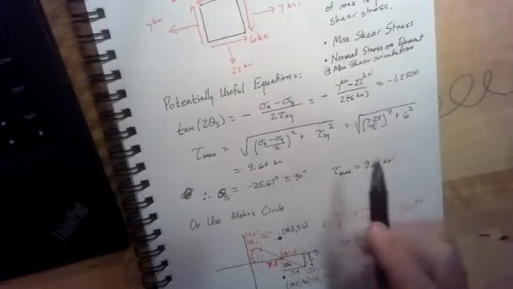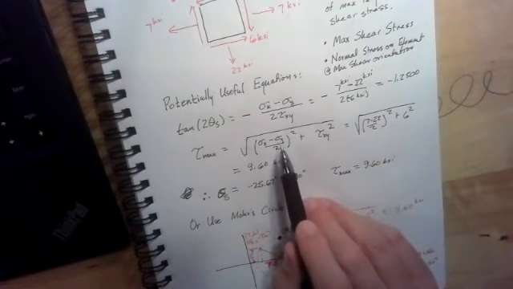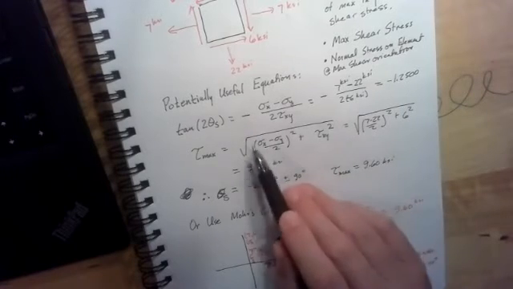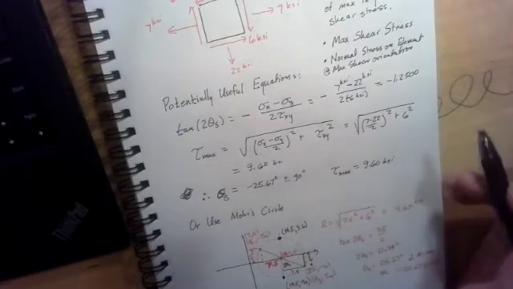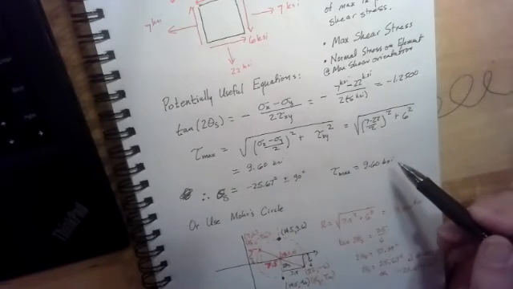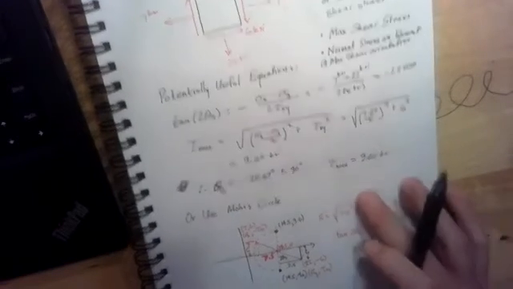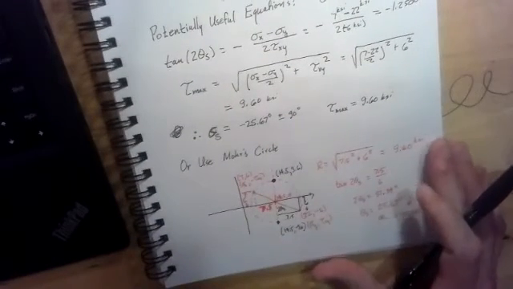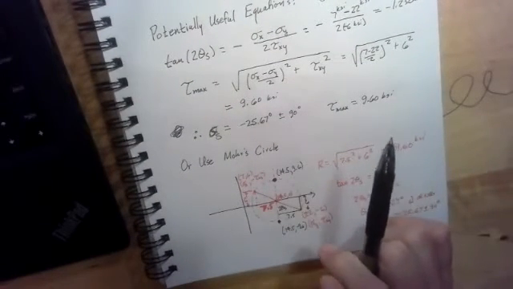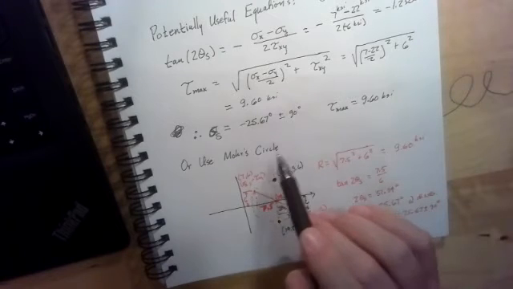Of course, with tau max, we have the square root of sigma x minus sigma y over 2 quantity squared plus tau xy squared, and that gives us 9.60 ksi. So, like I said, these are great if you have them memorized, if you can look them up. However, there's no need to do that.